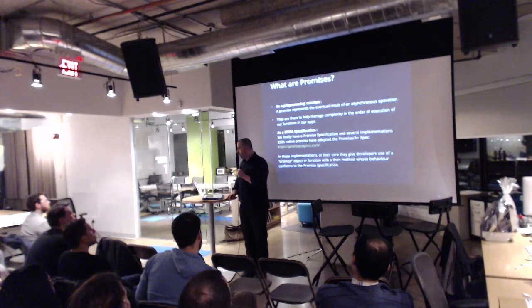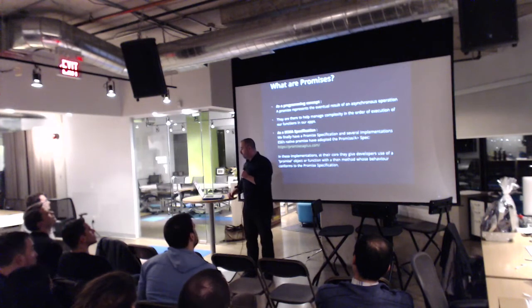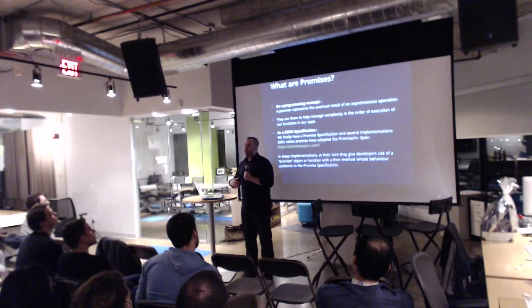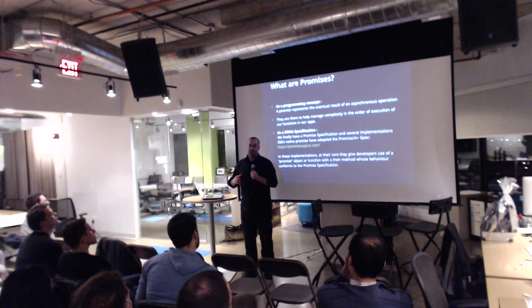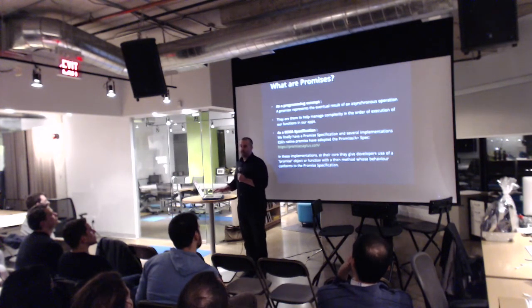These implementations at the core give developers the use of a promise object or a function with a then method whose behavior conforms to the promise specification. What that basically means is when you are using promises, the first thing you create is a promise object. What makes that promise object conform to the specification is the fact that once you have it, you have access to a then method, and therefore we say that whatever you have is called thenable. So anything that's thenable hopefully conforms to the promise spec.